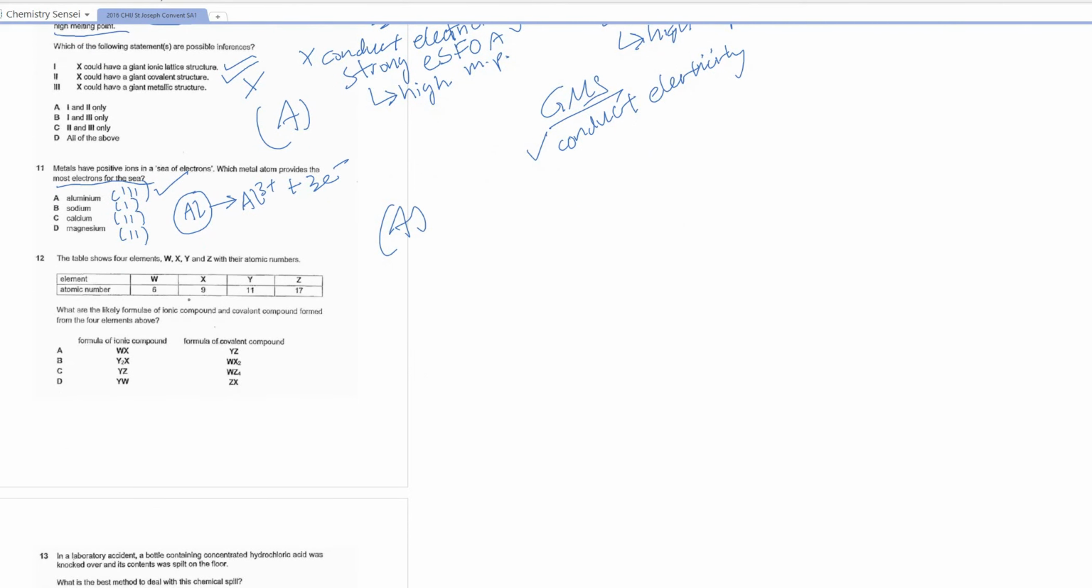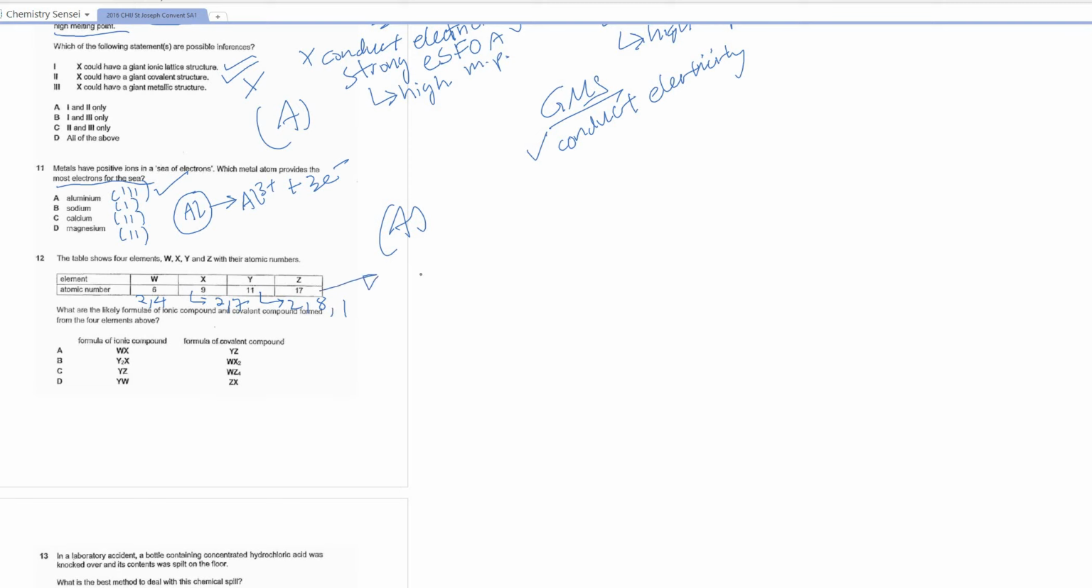Question 12. The table shows 4 elements W, X, Y, and Z with their atomic numbers. W has an atomic number of 6. Its electronic configuration is 2, 4. So 2 plus 4 is 6. The first shell we can fill 2 electrons. The second shell we can fill up to 8, and it is the same for the third shell. Element X has an atomic number of 9, so it has the electronic configuration of 2, 7. For Y, it has the electronic configuration of 2, 8, 1. 2 plus 8 is 10, and you need one more, 11.